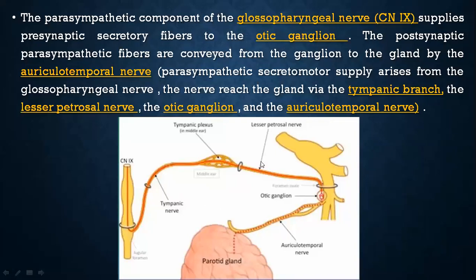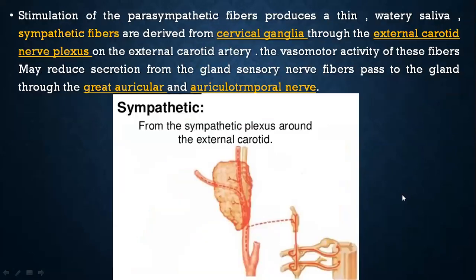Here in this diagram, you can see the innervation of the parotid gland, that is the nerve supply to the parotid gland. Here you can see the auriculotemporal nerve coming through the mandibular component of the trigeminal nerve, from the glossopharyngeal nerve via the tympanic plexus, lesser petrosal nerve, and here it is supplying the gland. Stimulation of the parasympathetic fibers produces a thin watery saliva.